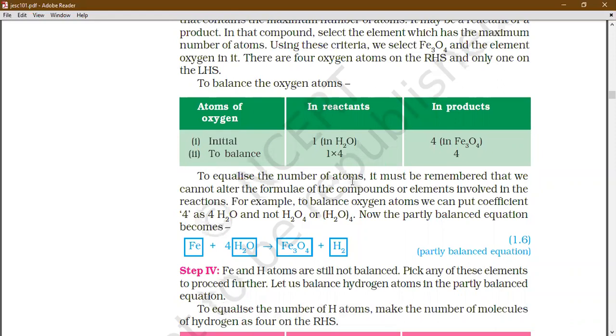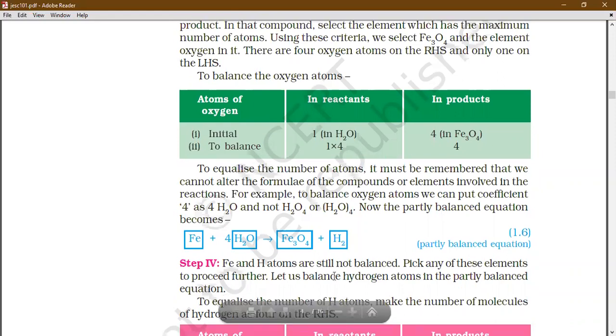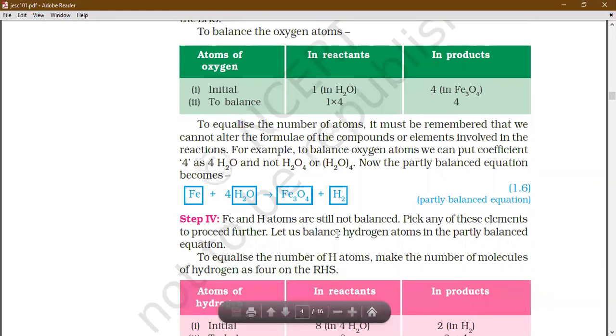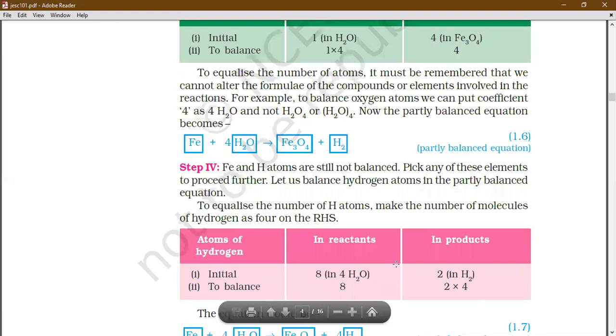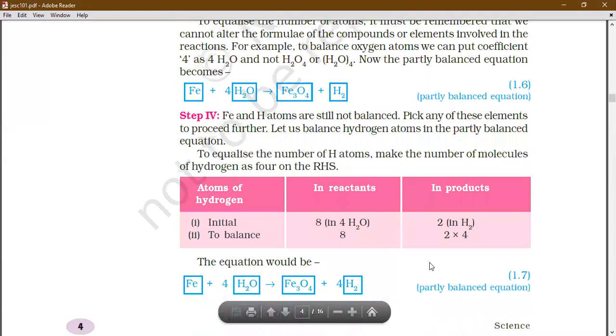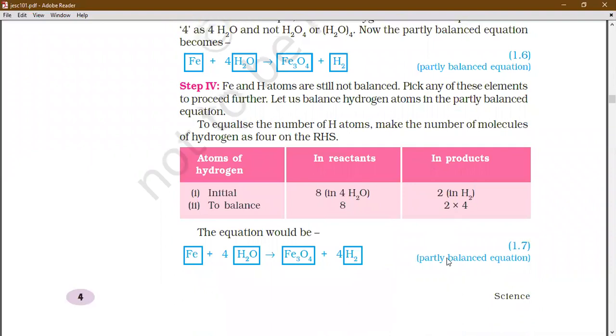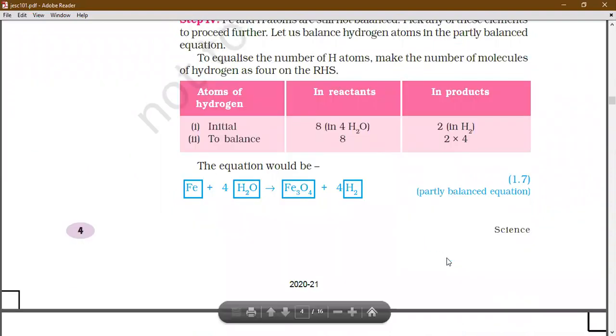Step 4. Fe and H atoms are still not balanced. Pick any of these elements to proceed further. Let us balance hydrogen atoms in the partly balanced equation. To equalize the number of hydrogen atoms, make the number of molecules of hydrogen as 4 on the right hand side. So the equation would be Fe plus 4H2O gives Fe3O4 plus 4H2.